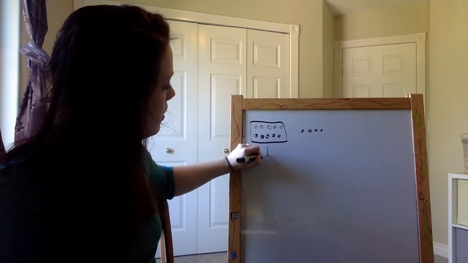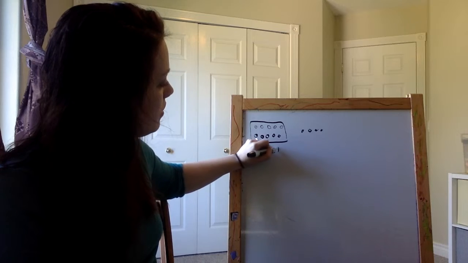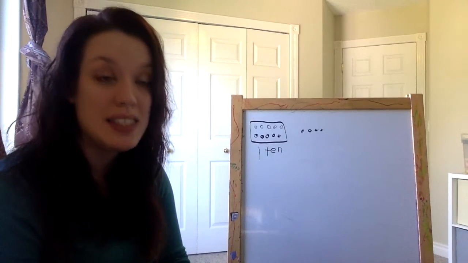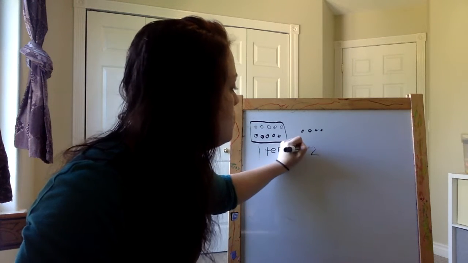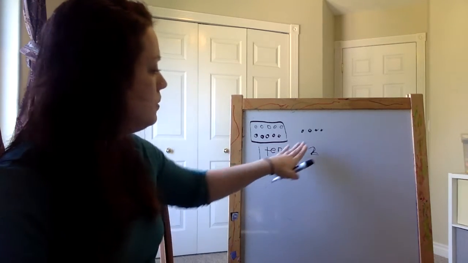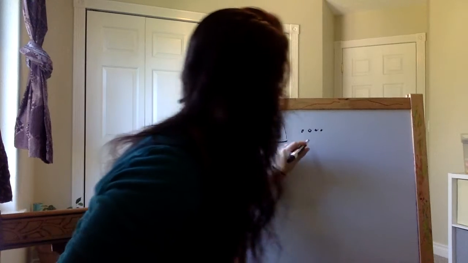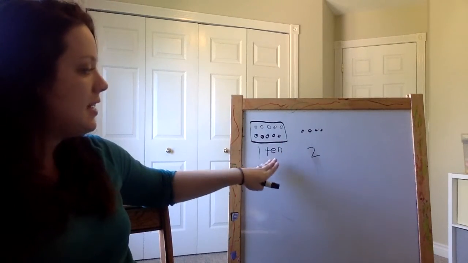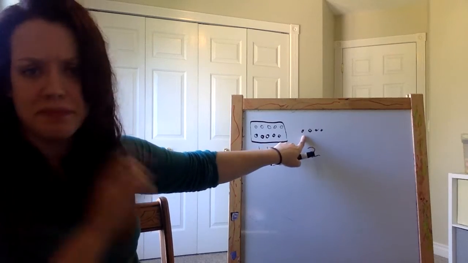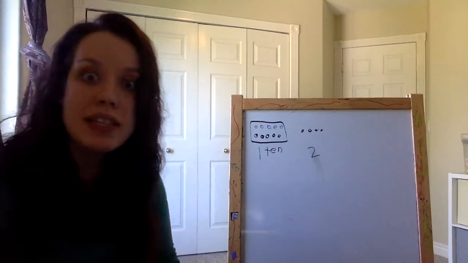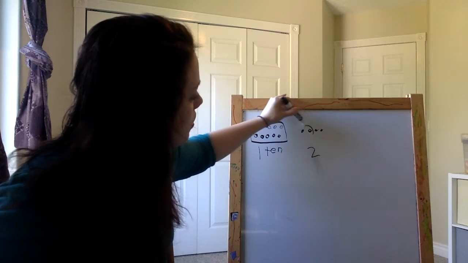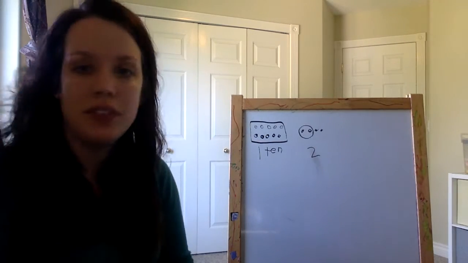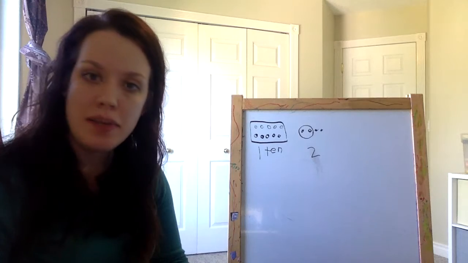1, 10. And then it's going to say something like 2. Okay? Ooh, sorry about that. There we go. I'm going to say 10 and 2. But that's more than 2. So your job is going to be to circle just the 2. Does that make sense?